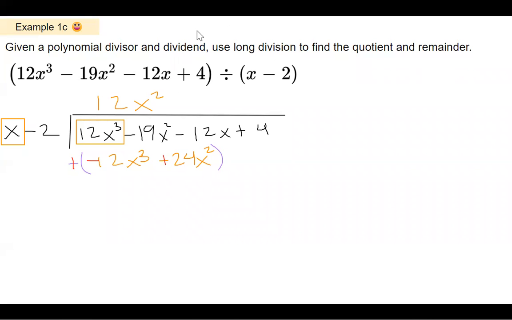All right, let's simplify. We have 12x to the power of 3 plus negative 12x to the power of 3, which is 0. Next, negative 19x to the power of 2 plus 24x to the power of 2 is 5x to the power of 2. What do I do next, Divine? Pass it on.